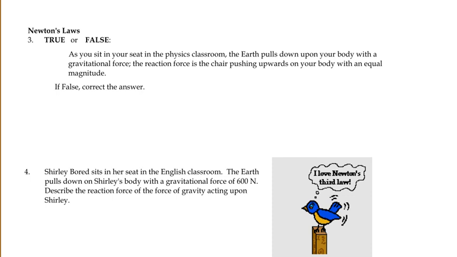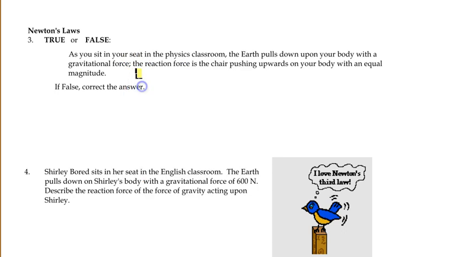and opposite in direction. So, as you sit in the seat in a physics classroom, Earth pulls down upon your body with a gravitational force. The reaction force is the chair pushing upwards on your body with an equal magnitude. The question is, is that false or true? And if not, can we correct it?